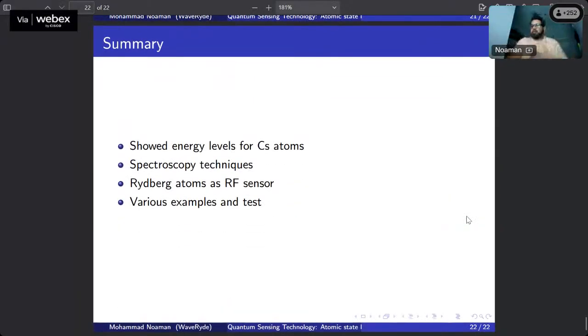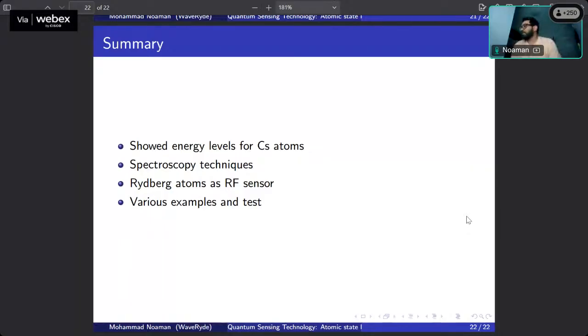So with that, we've come to the end. I hope I've given some examples and showed some real applications of Rydberg sensors. And this is the summary. I showed you the energy levels, the various different spectroscopic techniques, and all the applications of Rydberg atoms for RF sensors.